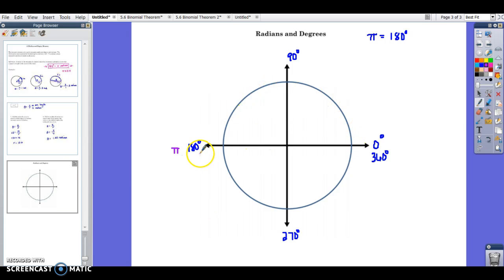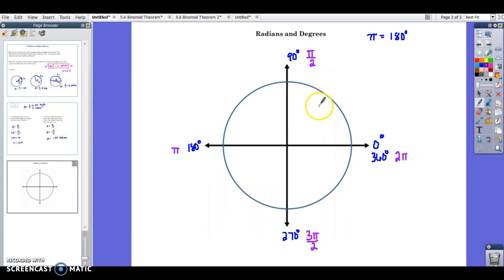So pi would be halfway around, which means 90 degrees is going to be half of that, or pi over 2. 360 degrees is going to be twice that, or 2 pi, which means that 270 would be 1.5 pi, or 3 pi over 2. So because pi is 180 degrees, I'll put my angle measures, or my degrees, in blue, and I'll put the radians in purple so you can see the difference here.